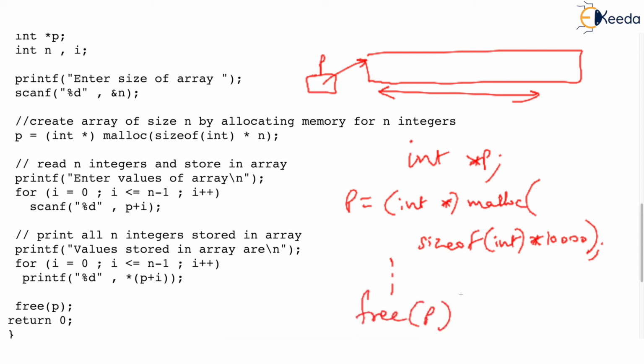That's great. That means if you are not using some part of the memory, it is better to throw it away, or tell the operating system I am no more using that space, so that the operating system can use that space for some other purpose. So that's how you create an array dynamically using malloc.